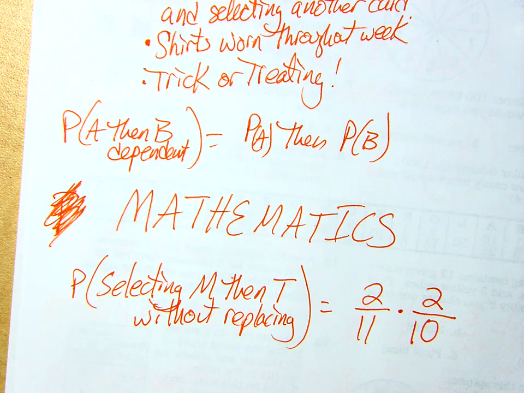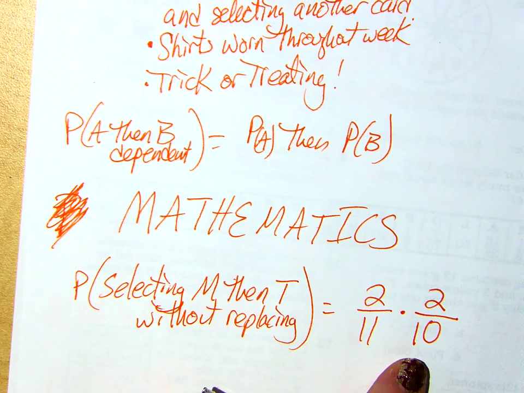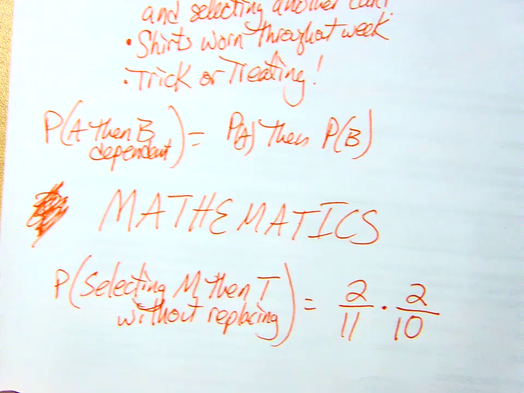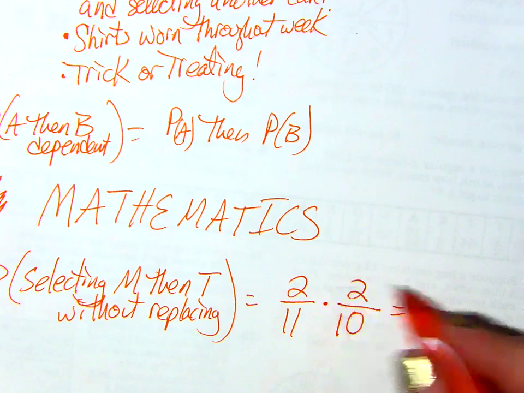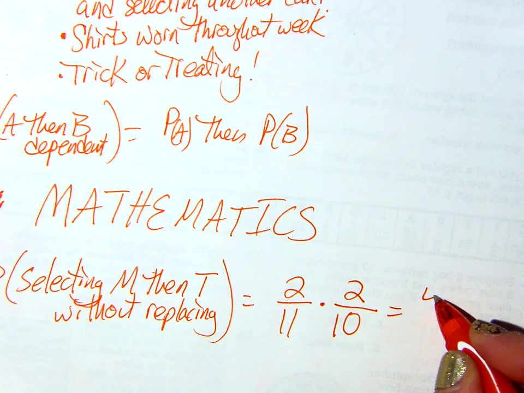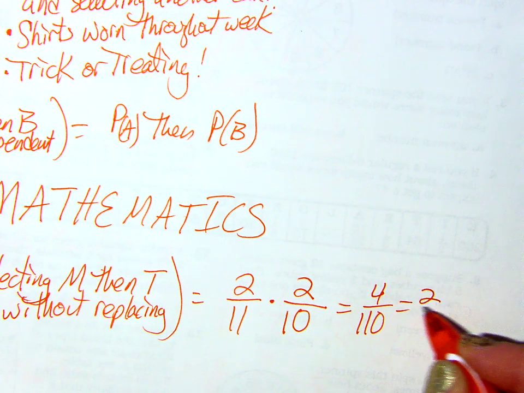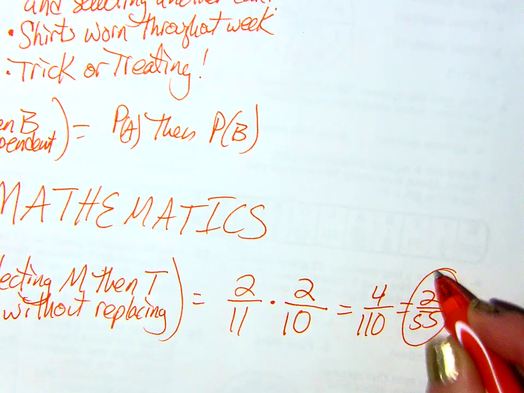So, I got an M. Now I'm going in to pick my second card and I want it to be a T. There's still 2 T's in there because I only selected an M so far. But there's only 10 cards left. You with me so far? And now, to find my answer, I'm just going to multiply them. I get 4 over 110, which reduces to be 2 out of 55.